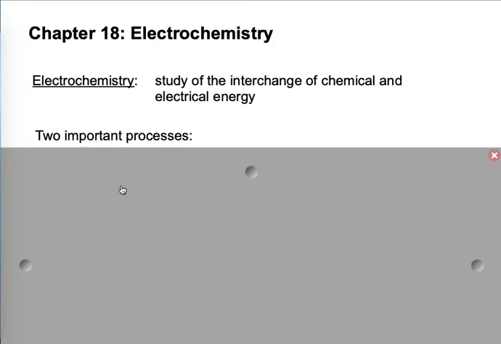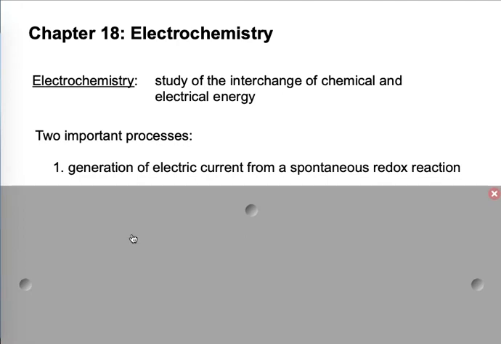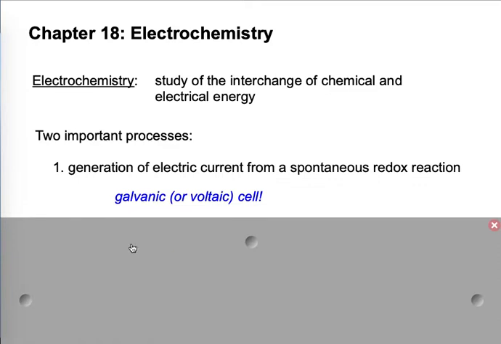In this unit we're going to study two important processes. The first is how we generate an electrical current from a spontaneous redox reaction. That's important because an electric current can do useful work. The device that performs this is called a galvanic or voltaic cell, and much of what we'll talk about is how we describe voltaic cells.